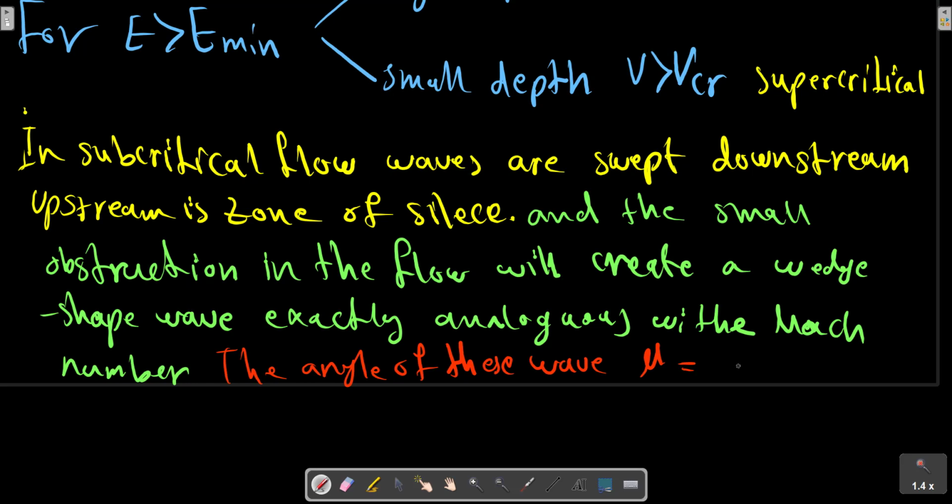mu equals sine inverse of the root of g y over V, that is c over V. The wave angle and the depth can thus be used in a simple measurement of supercritical flow velocity. The next section is the non-rectangular channel critical depth.